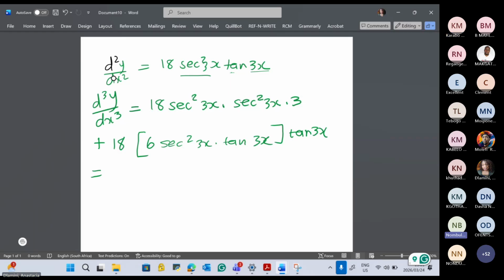It's 54. Sec to the power of 4, 3x, right? Yeah. Then 18 times 6 is what? 108. No, it can't be 108. It's 108. What did I do? Yeah, it's 108.